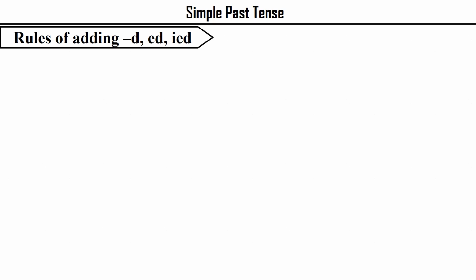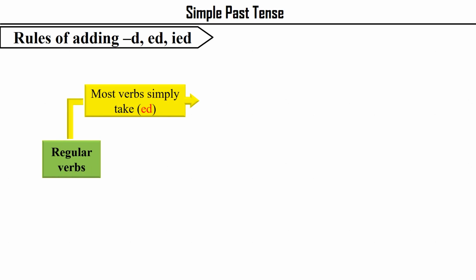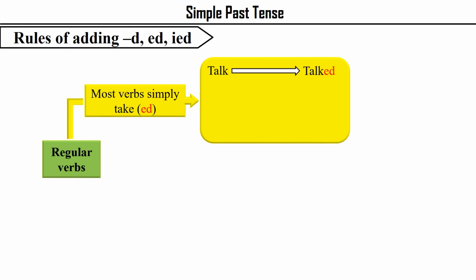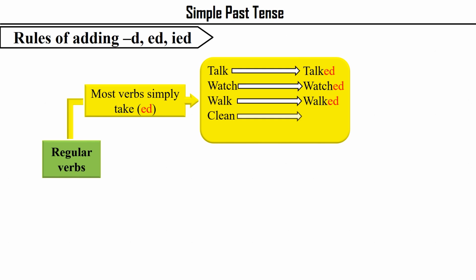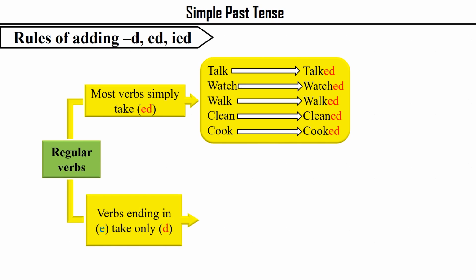Okay, how to add d, ed, or ied? Regular verbs. Most verbs simply take ed without any change. For example, talk becomes talked, watch becomes watched, walk becomes walked, clean becomes cleaned, cook becomes cooked, etc.